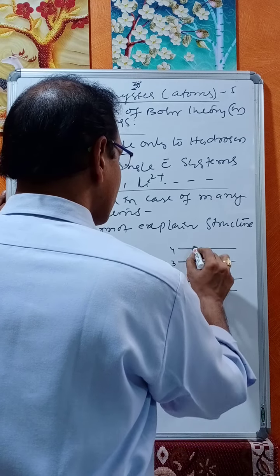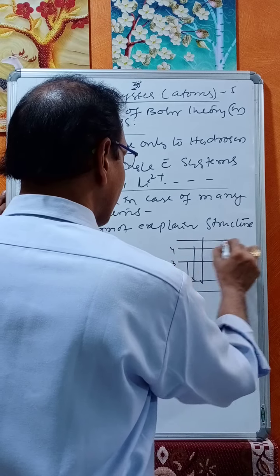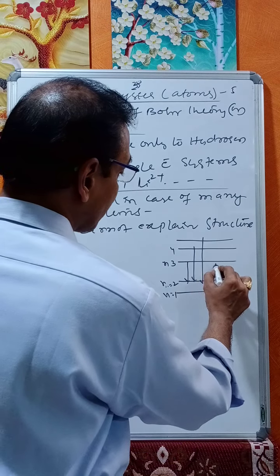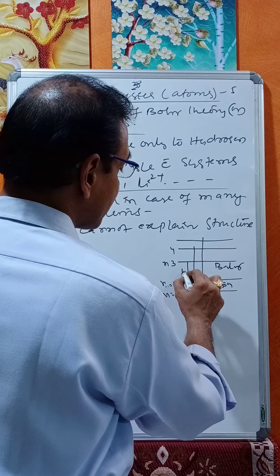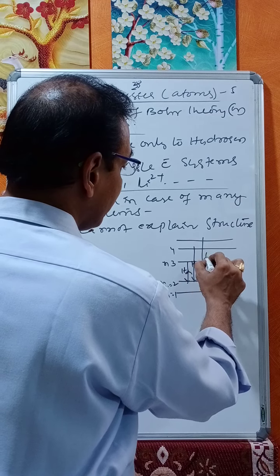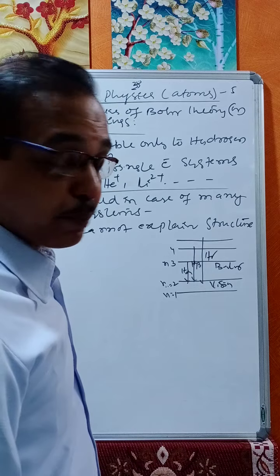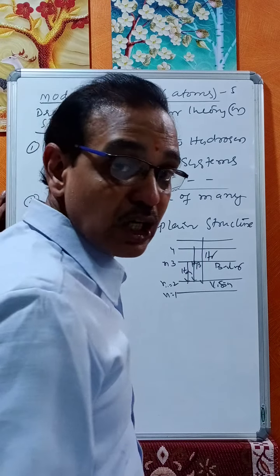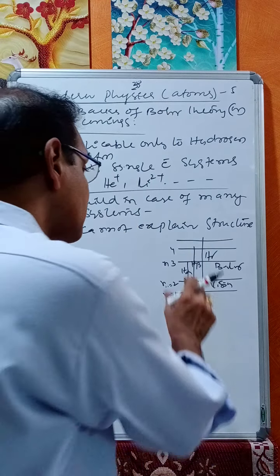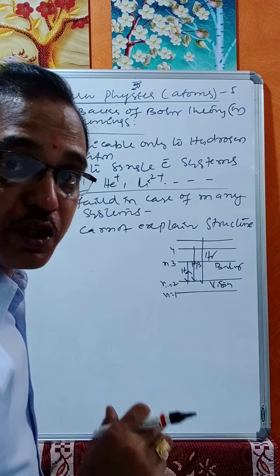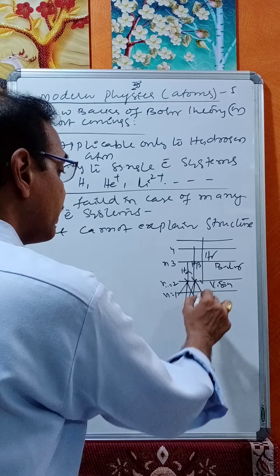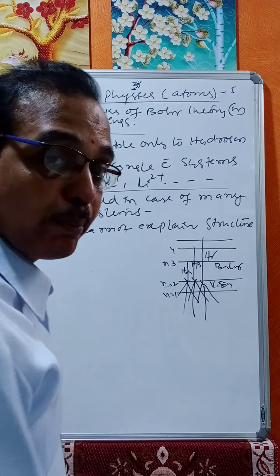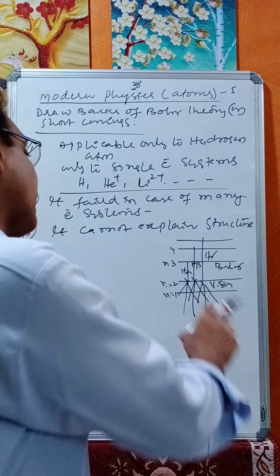This is the Balmer series, observed in the visible spectrum. This is the H alpha line, H beta line, H gamma line. If we observe these lines with a high resolution spectrometer, again H alpha is split into many lines, H beta into many lines, H gamma into many lines. And this cannot be explained.